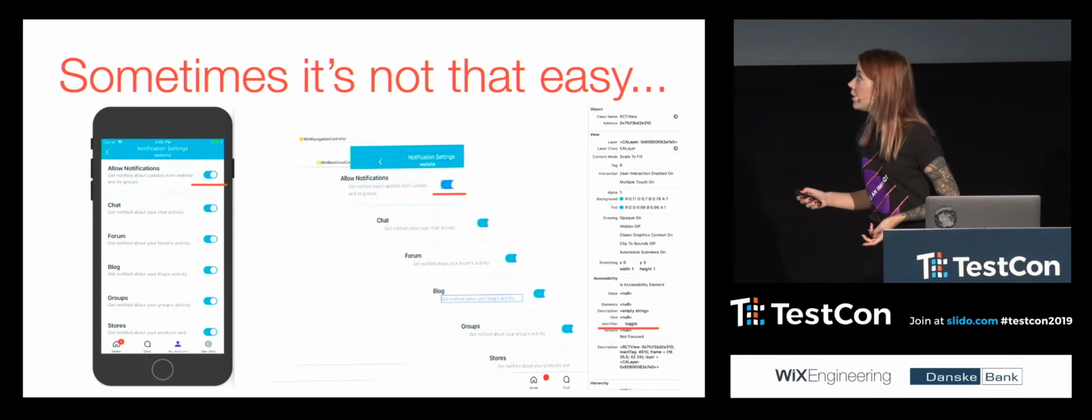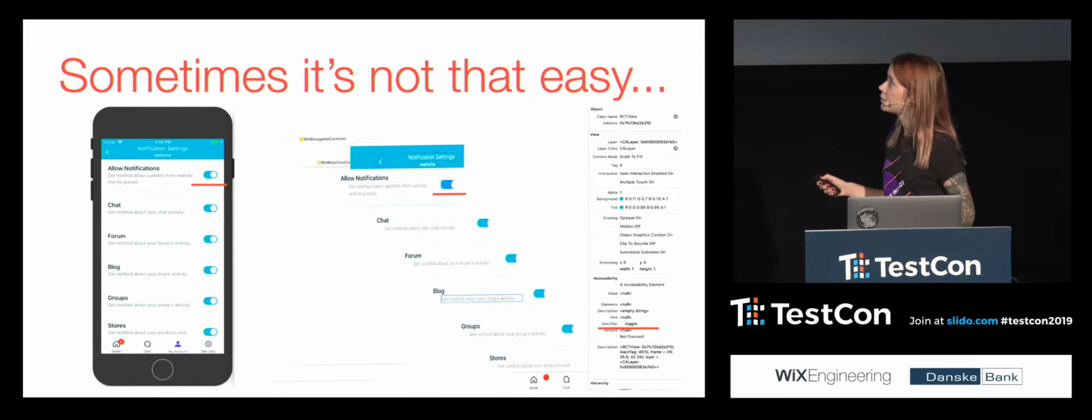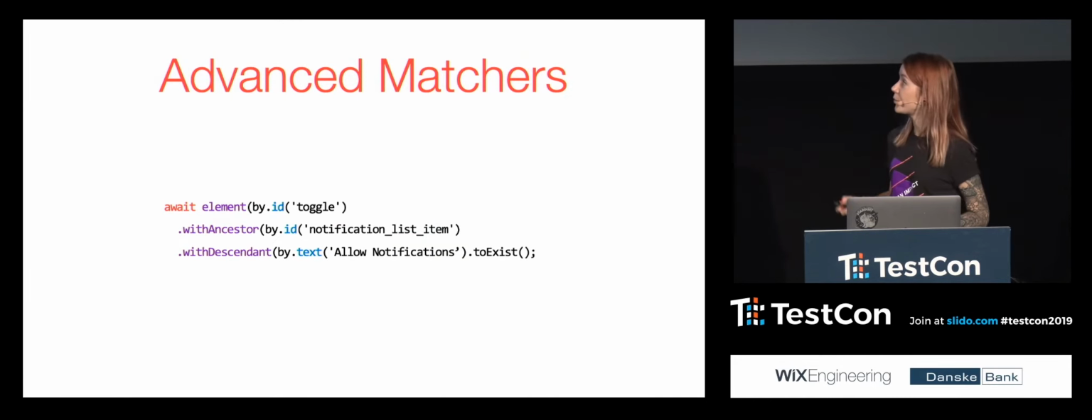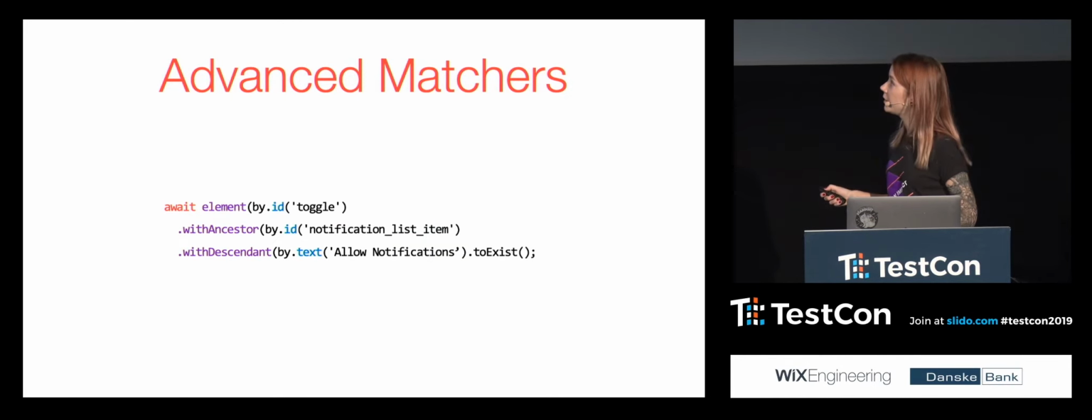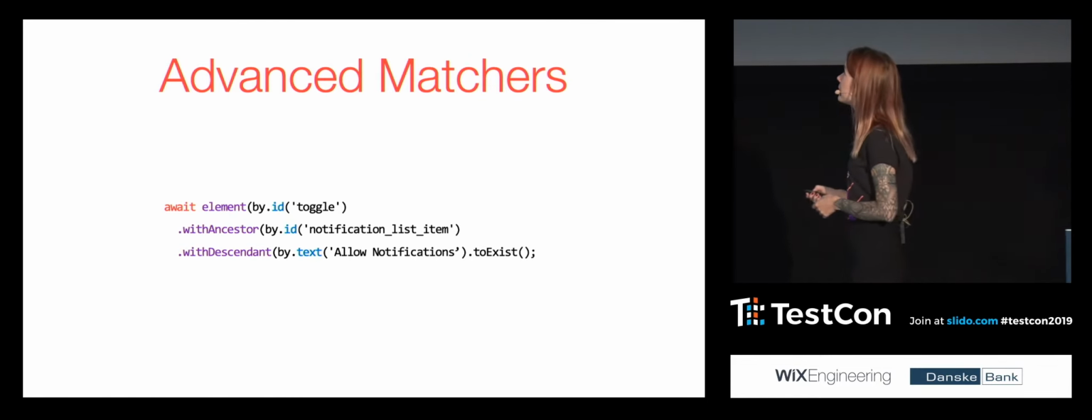So what you do next, you might try to go to the descendant of the card element to verify by text. How would that look? We define that we are waiting for element by ID, which is not unique, toggle, which has ancestor by ID notification list item, which is then again not unique. And if you're not going to developers by now saying, hey, what's up with this? You can go to the descendant element and verify it by text, allow notifications, and expect this element to exist. But of course, it's not really good practice from development side.